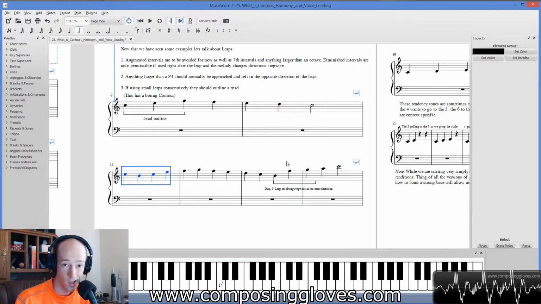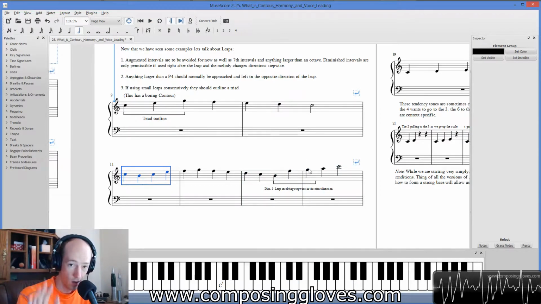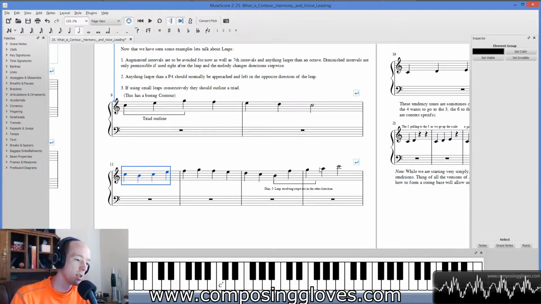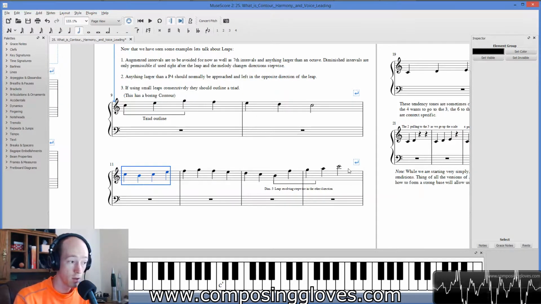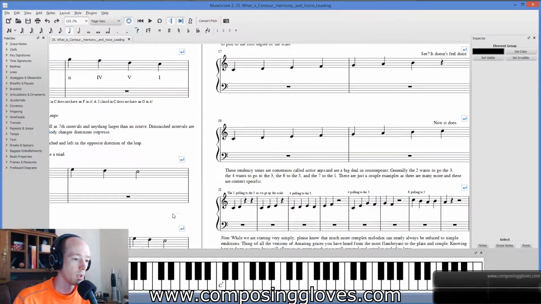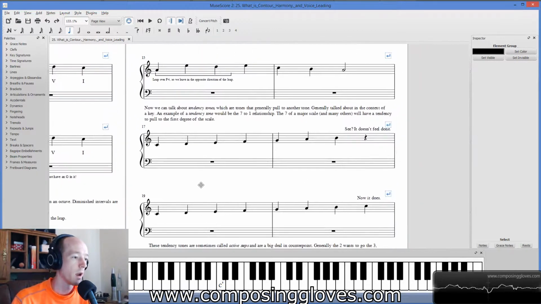So you might be going, that's okay, that sounds okay, but for now, we are frowning upon this. But just to show you an example of something else. Also, this is a single leap, so I don't need to worry about outlining a triad. The small leaps outlining a triad are when we do consecutive small leaps. There are totally people out there who are going to confuse that. So I've cleared the air.